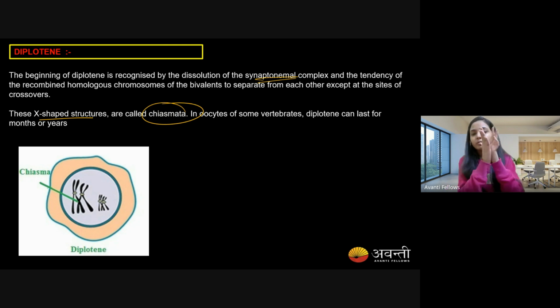हर जगह से साइनेप्टोनिमल कॉम्प्लेक्स हट गया है except at the site of crossing over. जहां पे क्रॉसिंग ओवर हुआ था उस साइड के अलावा हर जगह से it has already dissolved. और डिसॉल्व होने के बाद we will make an X shape structure. That X shape structure is known as chiasmata. In some oocytes of some vertebrates, we all know very well वर्टिब्रेट्स क्या होता है. वर्टिब्रेट्स की जो oocytes होते हैं उनके अंदर जो डिप्लोटीन होता है मंथ्स और ईयर्स तक भी रहता है. डिप्लोटीन को फिनिश होने में takes months to years.